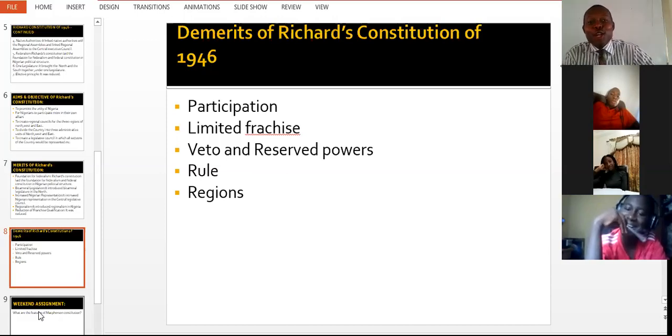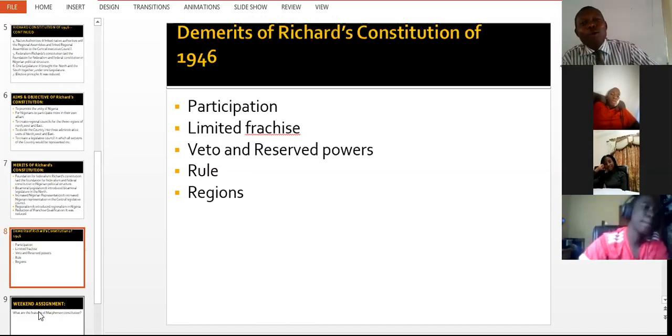So there was no voting there. They didn't even vote for their choice candidates there, you understand? This colonial master only restricted it to Lagos and Calabar. So that is a disadvantage. But as it is now, you see voting everywhere in Nigeria, everywhere.